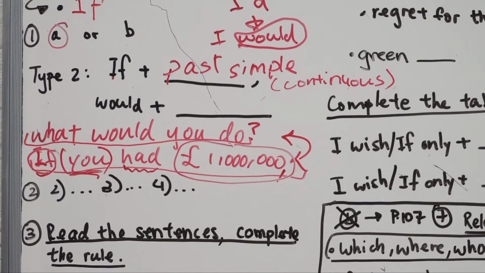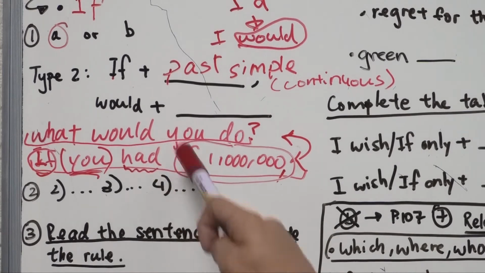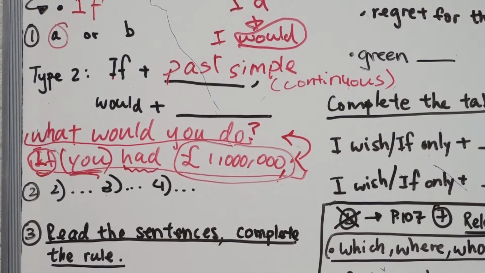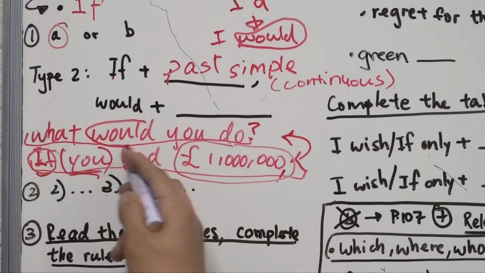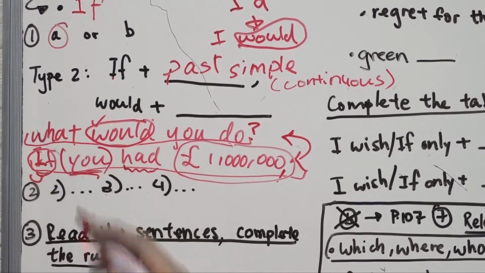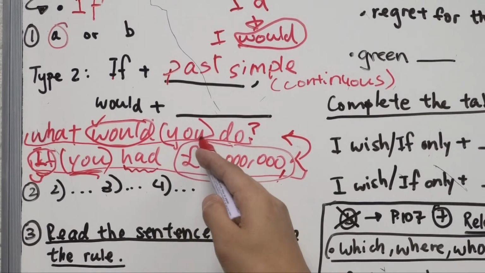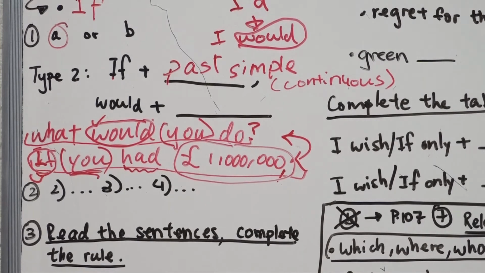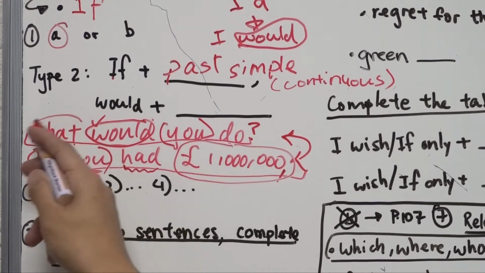Okay? Alright, so if plus past simple, right? The past tense of have is had. If you had, okay? And then we have the would here. So it checks out, right? We have the would. We have the if. Would plus something. Again, you, optional. We can change to me. What would I? What would they? What would she? And then what?